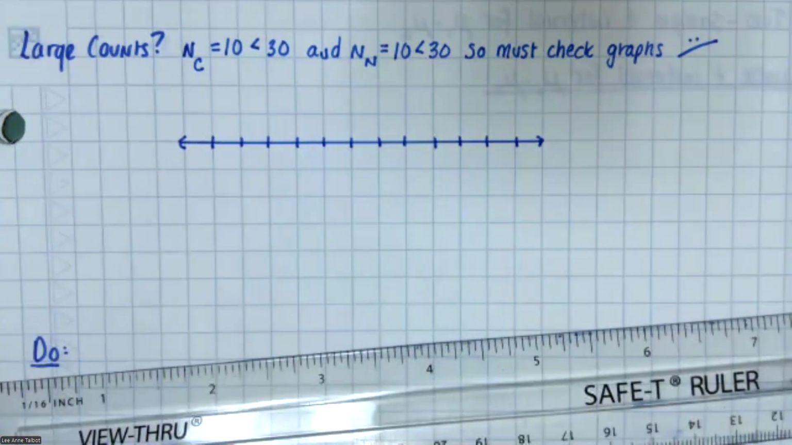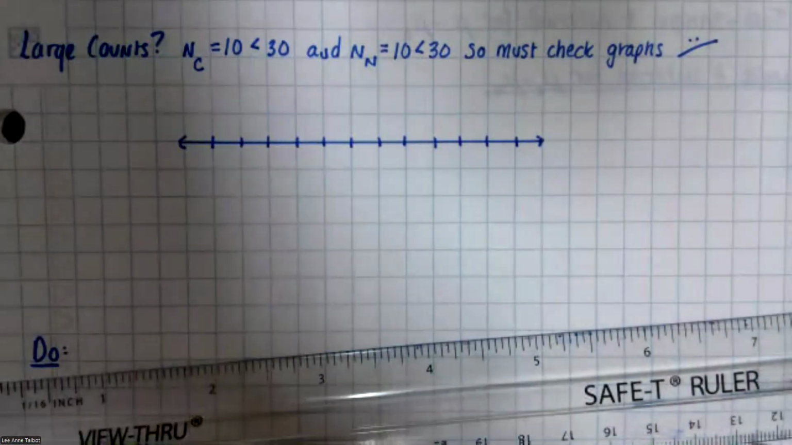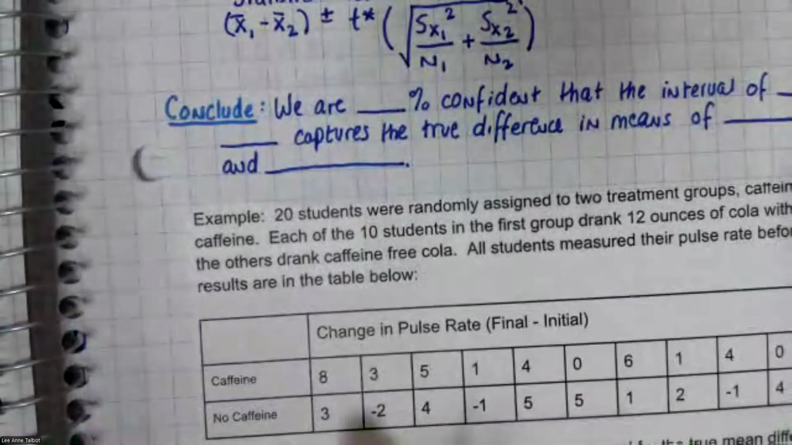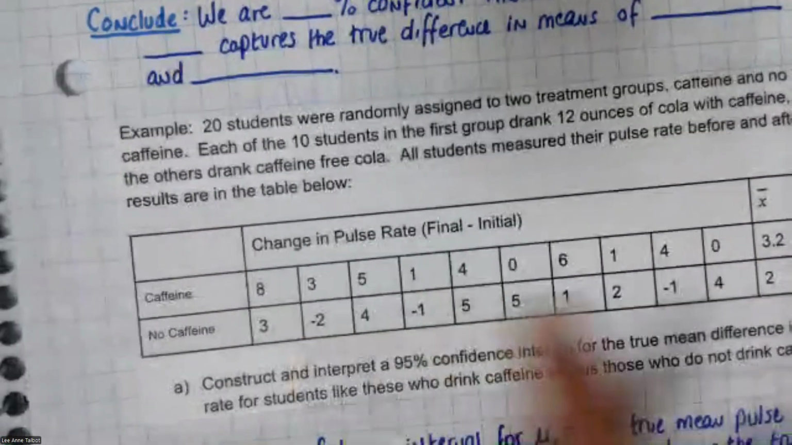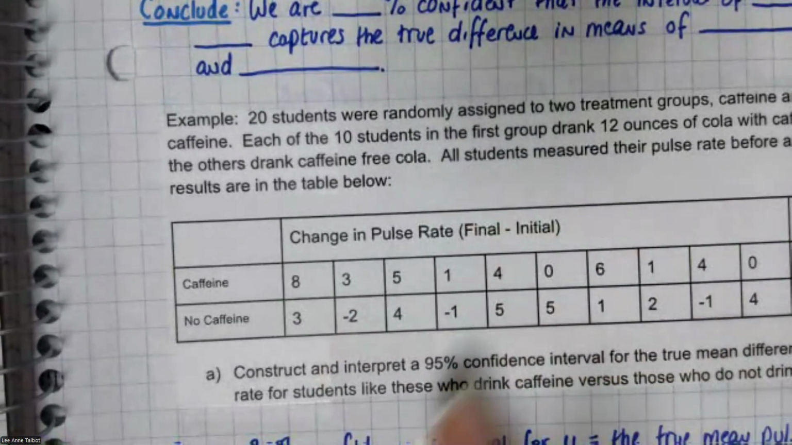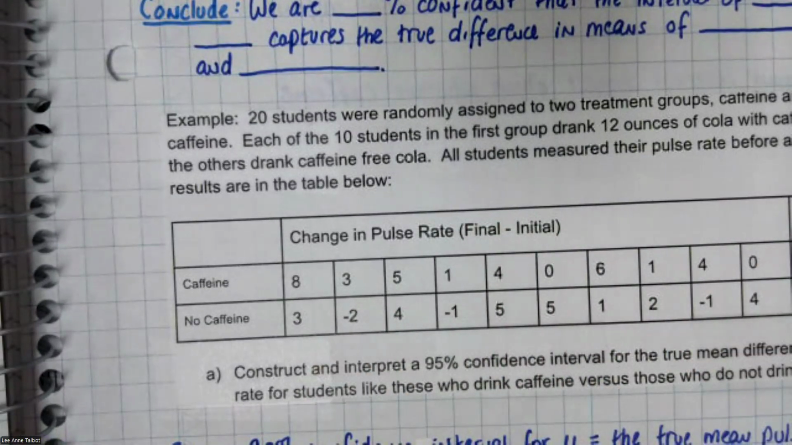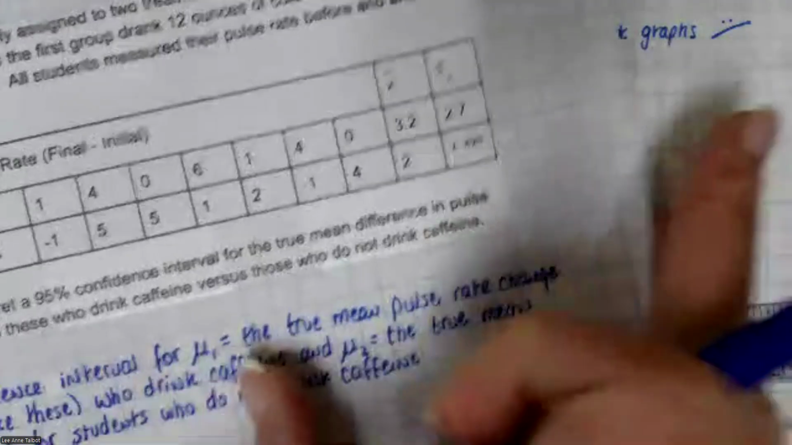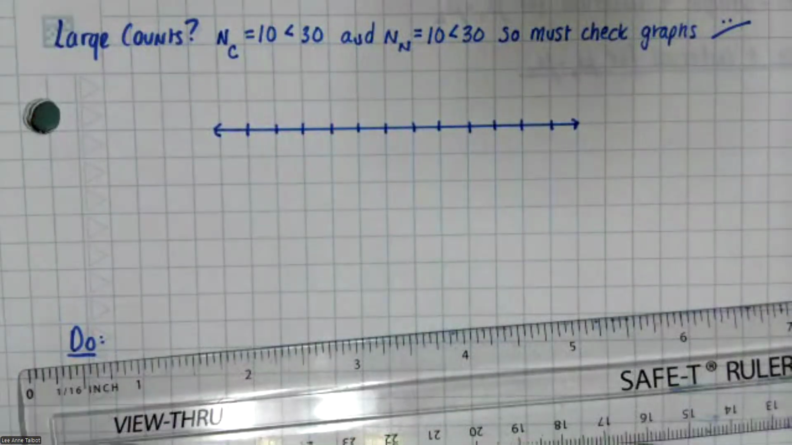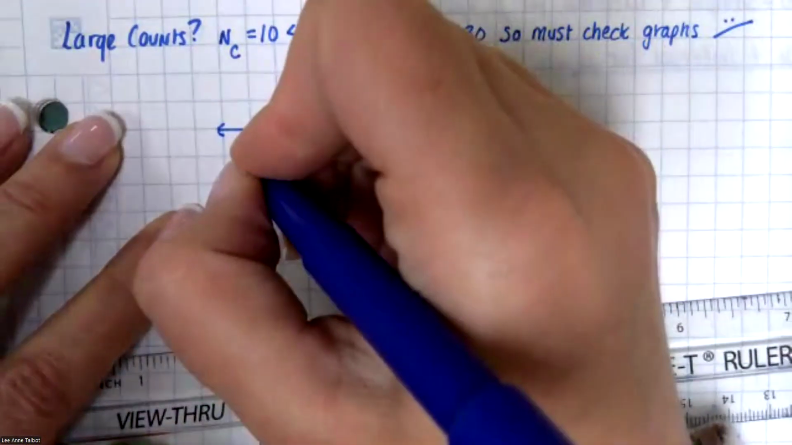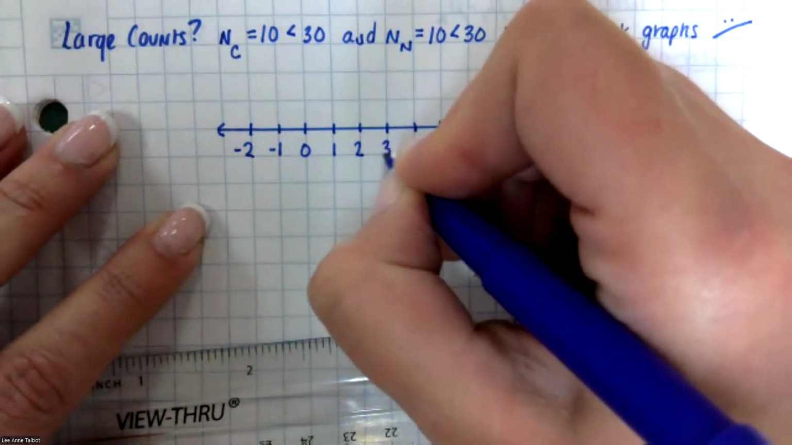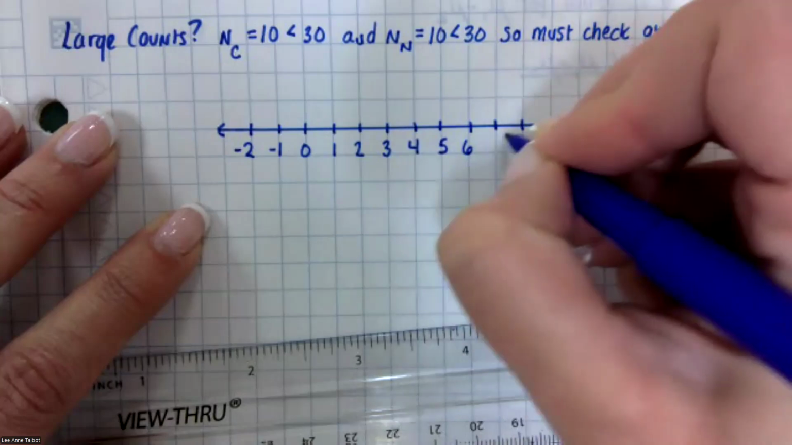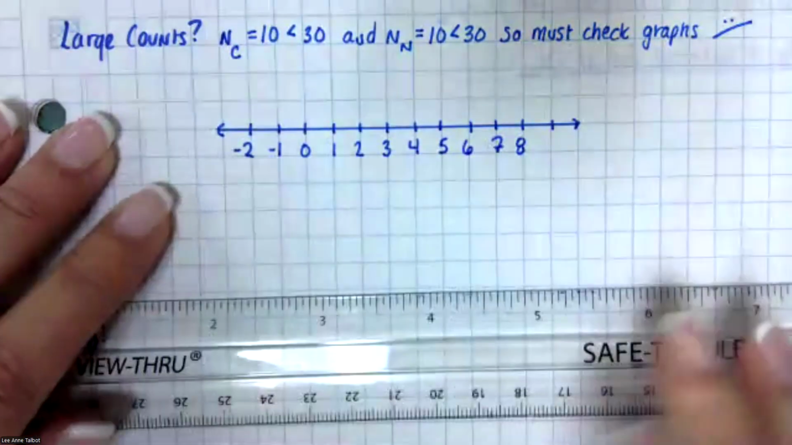Okay, so when I look at the data, I want to line it up because I'm a nerd. So I'm looking at all the numbers here. What's the lowest of all the numbers here? Not the summary statistics, but all of my data values. What's the lowest? -2. And what's the highest? 8. Okay, so I'm going to make both of my dot plots go from -2 to 8.